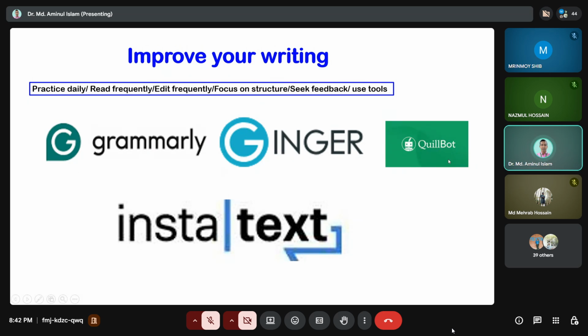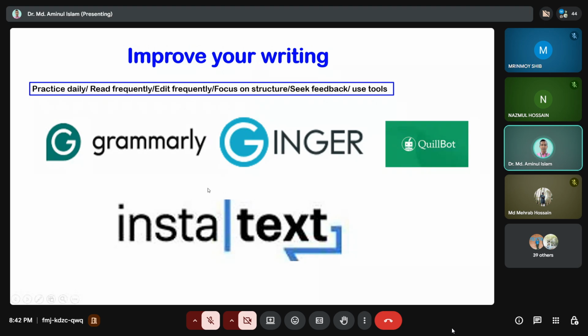Grammarly, Ginger, Quillboard, and Instatext. Instatext is my favorite. I often use this. You can easily write good quality text using this Instatext. So all these can be used freely.